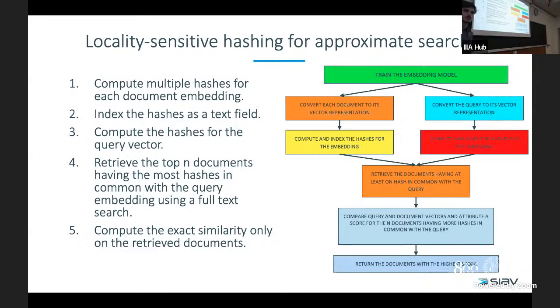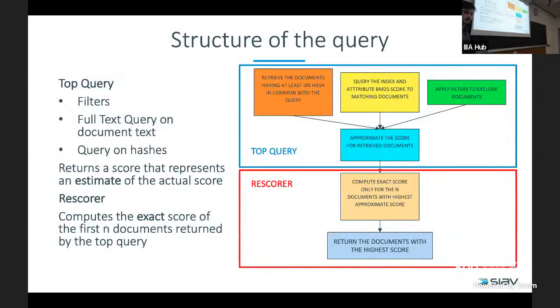The pipeline we showed here is related only to the embedding search, and that's because including it in the overall hybrid search would be quite difficult to represent. So here we can see that the overall structure of the query will subdivide the query in two main blocks. The first is what we call the top query. And in the top query, you do all of the operations related to the filters for your specific user, the full text query on the document text, which is used for the hybrid approach, and the query on the hashes.